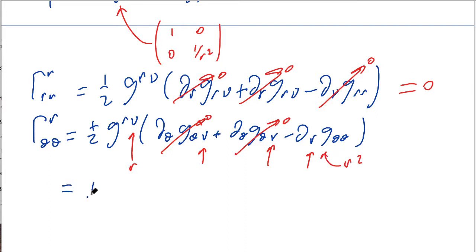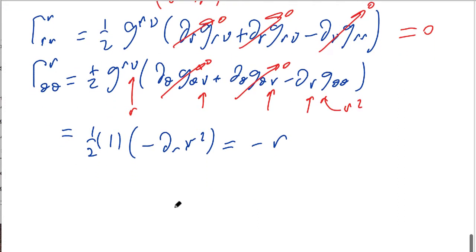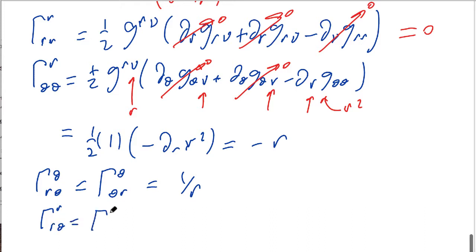So this is 1/2 g upper r r, which is 1, times minus the partial of r acting on r squared. Partial of r on r squared is 2r. The 2 cancels here, and we're left with minus r. I'll leave it up to you to compute the rest of the Christoffel symbols. Gamma theta, r theta. Remember, the Christoffel symbols are symmetric in the lower indices, so that's the same thing as gamma theta, theta r. That, it turns out, is equal to 1 over r. And the other Christoffel symbol, gamma r theta r, in this case, is equal to 0.